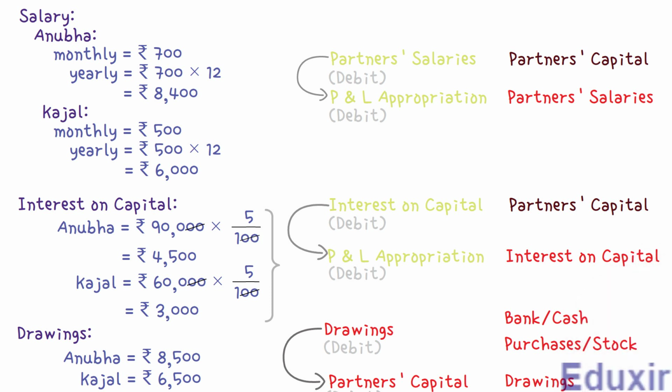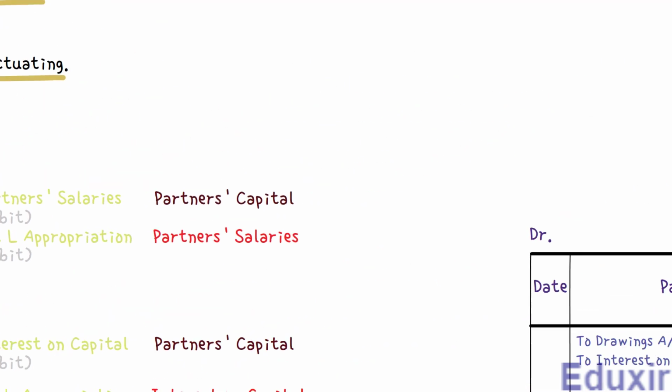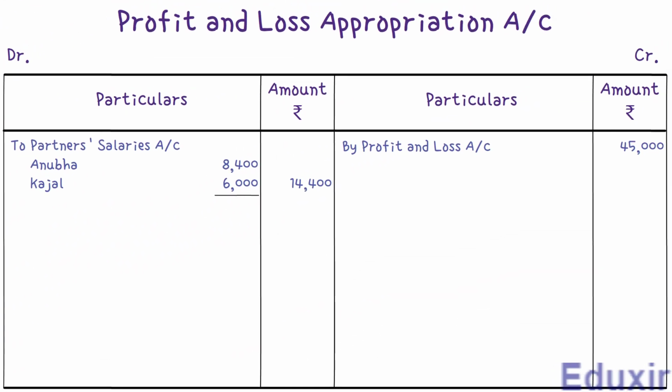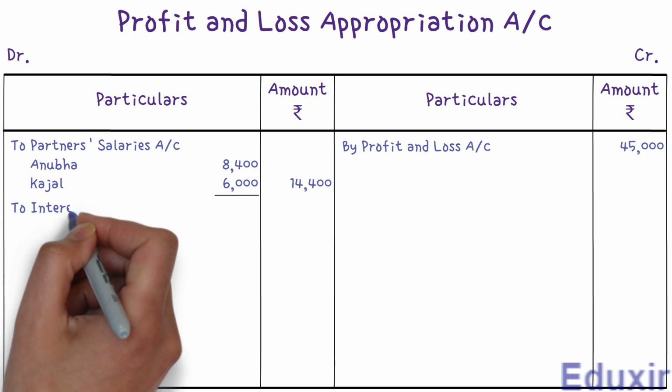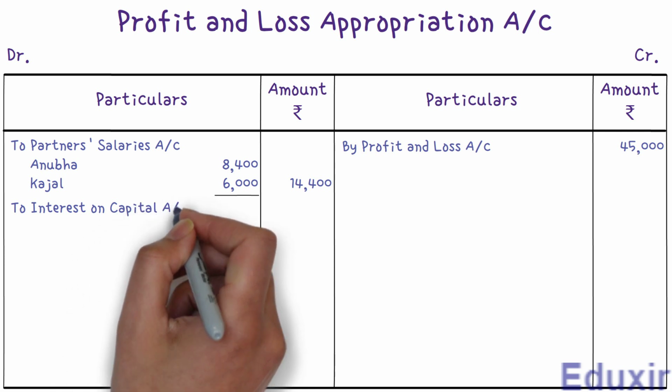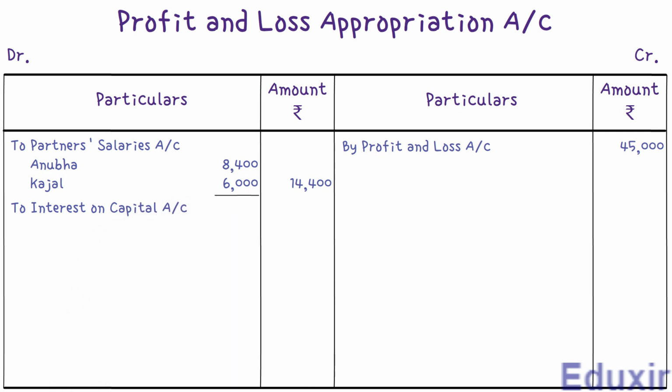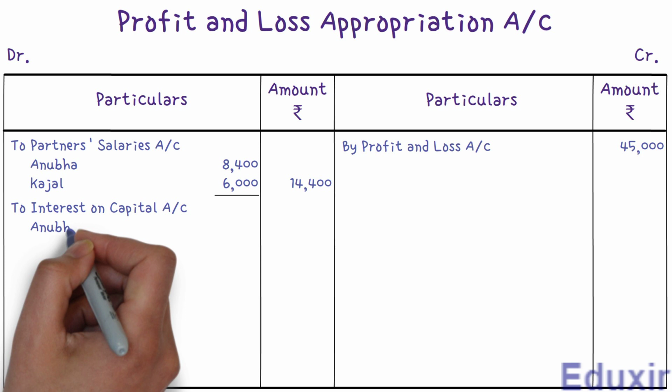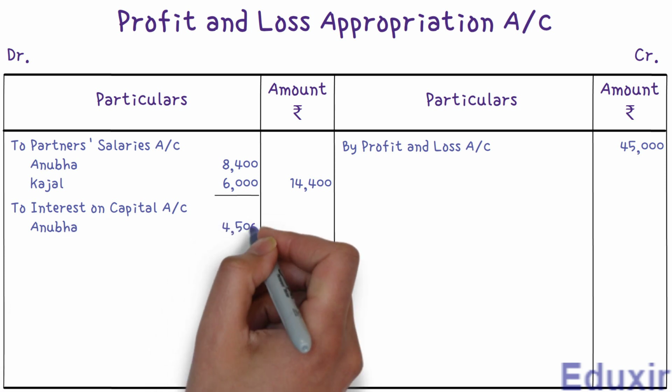Now, as we have already discussed, as the preparation of the interest on capital account is not in the scope of this problem, let's leave out the interest on capital account related credit entry. Let's directly post the profit and loss appropriation account related debit entry into the profit and loss appropriation account. Let's first write the subheading, to interest on capital account, on the debit side in the profit and loss appropriation account. Let's then write the partner Anubha's interest on capital, which is 4,500 rupees.